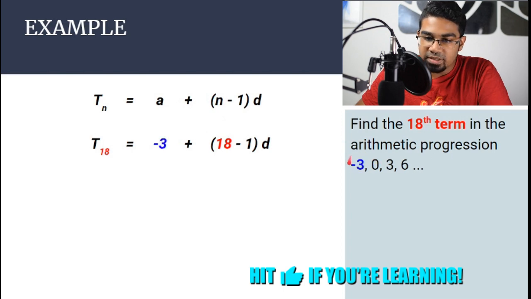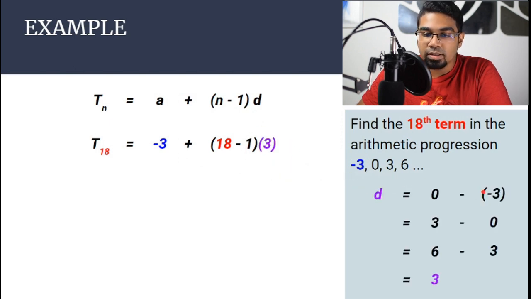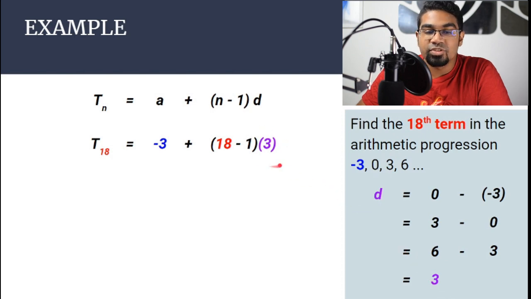From here we can also find the first term. The first term is negative 3. So we replace a with negative 3. The last thing to find is d, the common difference. And the common difference can be found by taking the difference between any two consecutive terms. So I could take 0 minus negative 3, or 3 minus 0, or 6 minus 3. They would all give us the value of 3. The common difference here is 3.